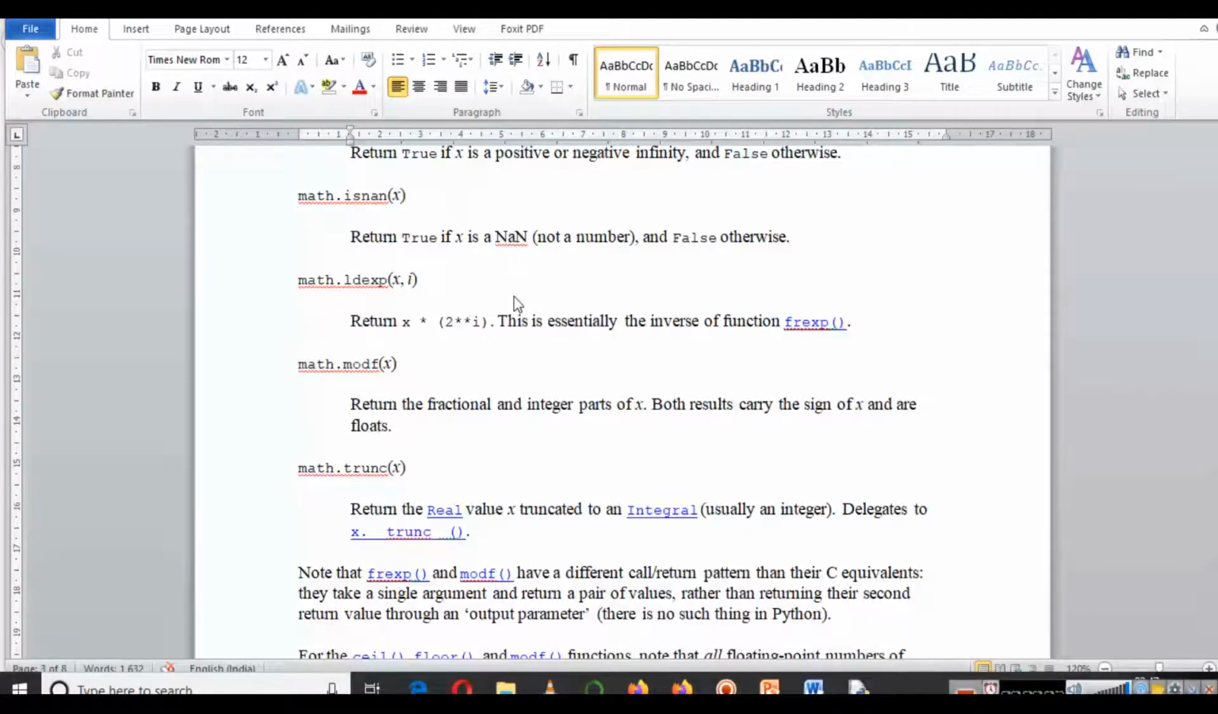Next in Python math modules we have the modf function, modf of x. So x is any parameter here. This parameter should be a float value. This modf returns the fractional and integral part of x. Fractional and integer part of x. Both results carry the sign of x. So you get the integer part as well as the fractional part, and they are separated.